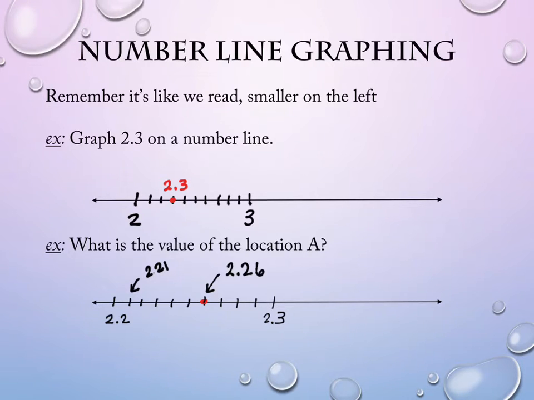Decimals are really nice because we have a reference point that we use for decimals all the time in our money system. So one of the ways you could think about this particular diagram is that this is much like having $2.20, right? And this is like having $2.30. So the number that I'm dealing with between them is really just $2.26.